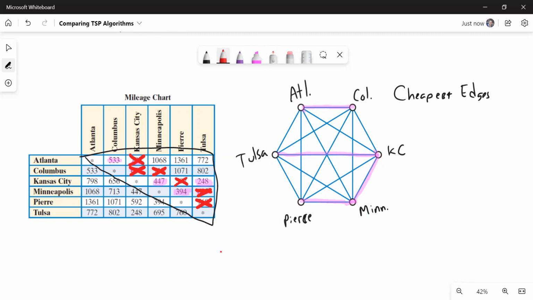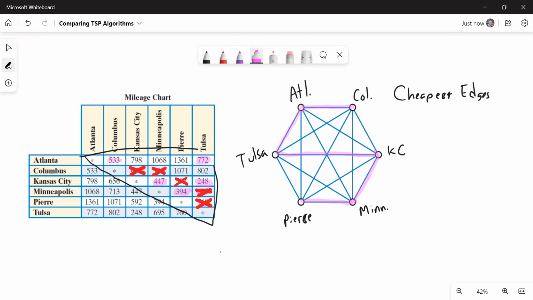How about, and I'm just noticing, by the way, and you may have noticed already, that I skipped the 772. I kind of went out of order. Maybe I should have gone and checked that one first. So Atlanta to Tulsa would be okay. Good. 772 is okay. Here's why.